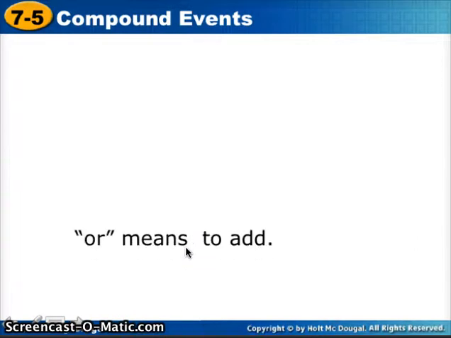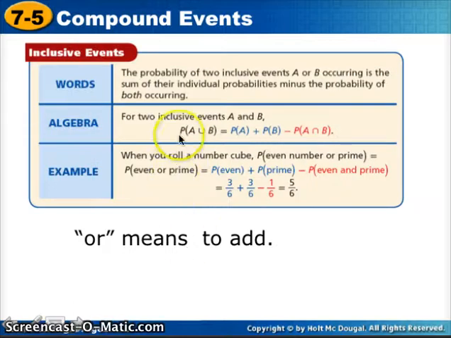Okay, so we know "or" means to add. When you are trying to find the probability of two events that are inclusive, the probability of A or B equals the probability of A plus the probability of B minus the place where they overlap, A and B. Just as in our example here, even numbers was 3 out of 6, prime numbers was 3 out of 6, but then we had to subtract off the 1 out of 6 for the number 2, which was where they overlapped.